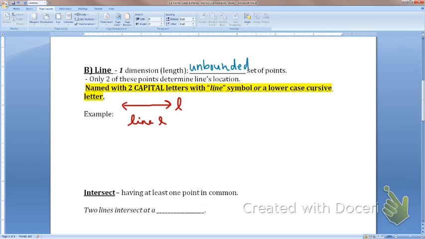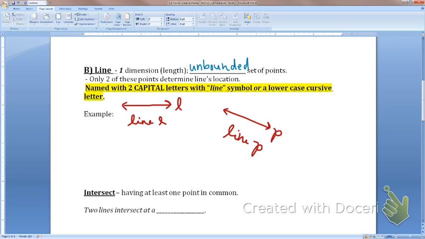Okay? Or if I had this line over here, and this might be lowercase p, so I could say that this is line P. So again, there are multiple ways to label a line or draw a line, whether with 2 capital letters or with a lowercase cursive letter. You're going to need to remember how to do this. This is going to be with you for the rest of your career in geometry, okay?